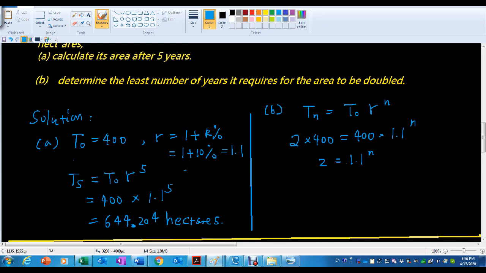How could we solve this? You need to find n which will make 1.1 to the power n greater than 2, but just greater than 2.